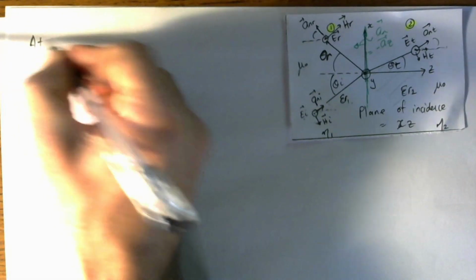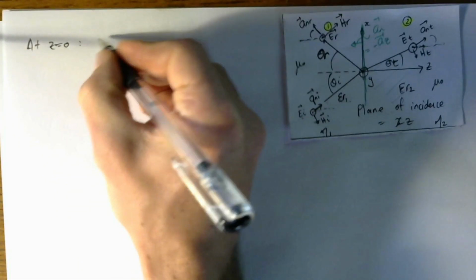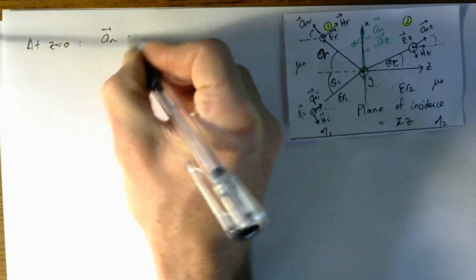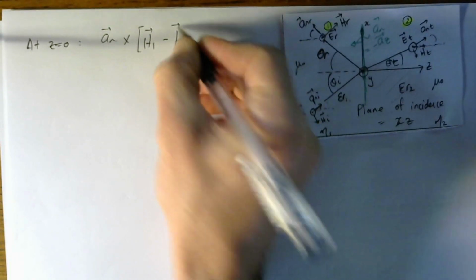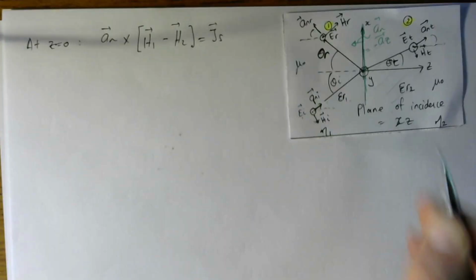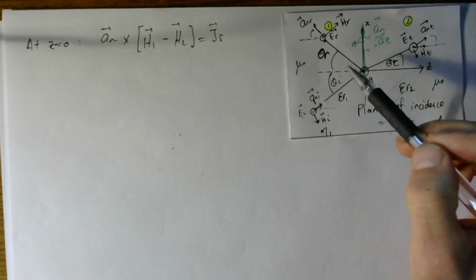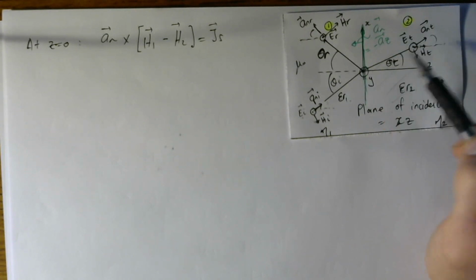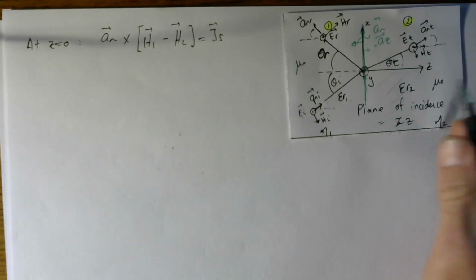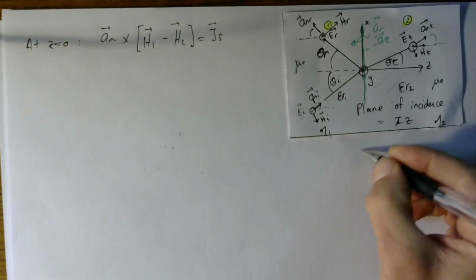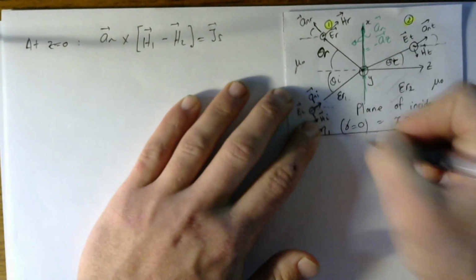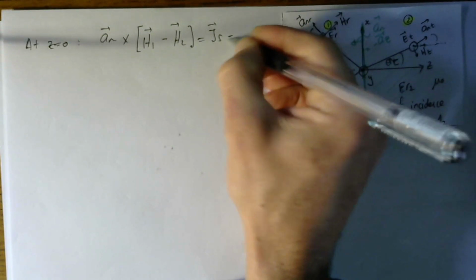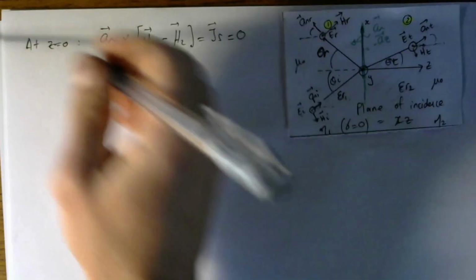So at z equals 0, if you look at your formula sheet, we have n cross (H1 minus H2) equal to, remember, some surface current. But what do I have now here? I have a dielectric in this region and a dielectric in this region, non-conductive material. So sigma is equal to 0. Another condition is that I know sigma is equal to 0, so this surface current does not exist.